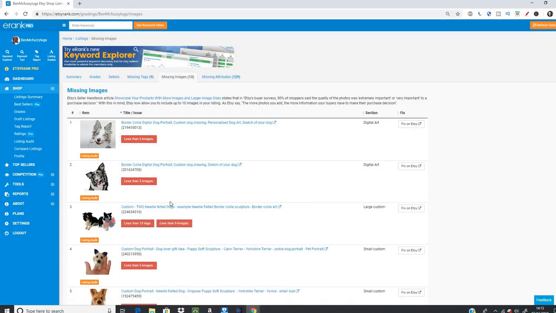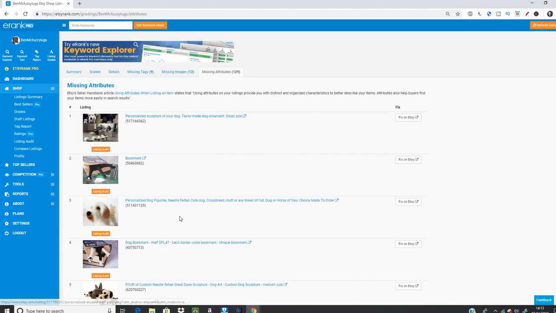Exactly the same with missing images. It's only telling you, although with images we can have up to 10, it's not always necessary to have a whole load of images. For instance, here I've got some digital drawings. Sometimes you don't need more than a couple of images. So if it's telling you that it's less than 5 images, if you've got more than 5, it won't complain about you having less than 10, but less than 5, it's suggesting you might want to get in and fix that. And missing attributes, which I'm pretty bad at there, as you can see. I've got quite a lot to fix with that.